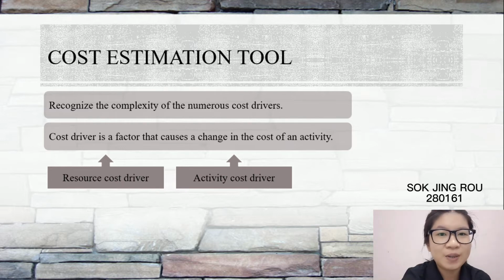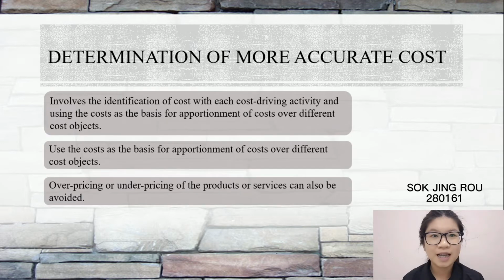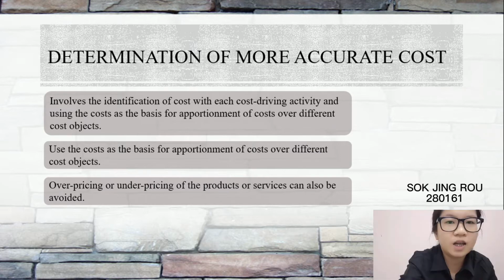The second group is the activity cost driver. It is a measure of the frequency and intensity of demand placed on an activity by a cost object and is used to assign cost to the cost object. As a result, the cost can be easily computed by using the activity-based costing system even if the business is complex. Next is determination of more accurate cost.